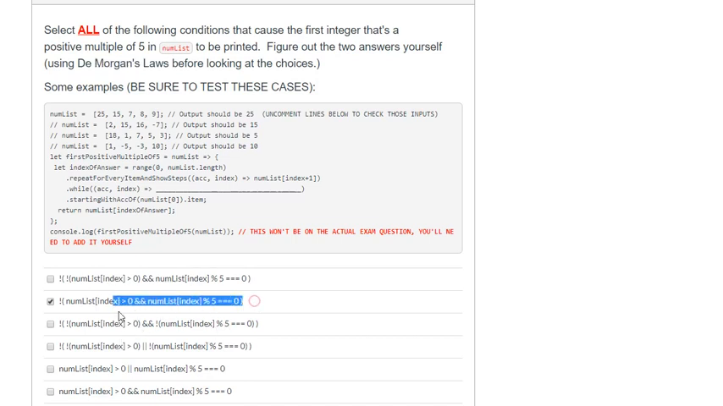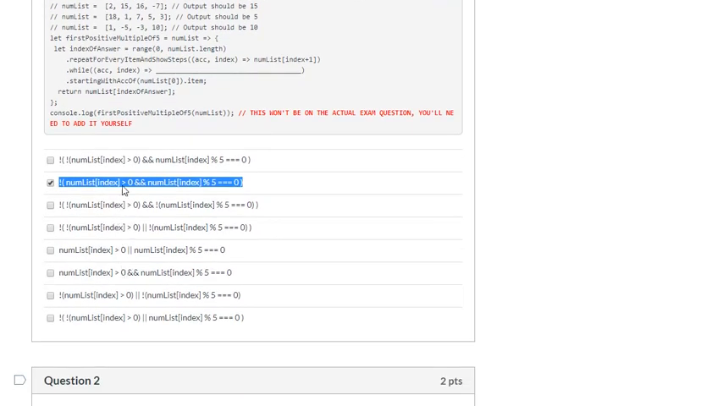So one is just the answer that you get by taking the condition you would put for an until, and putting a not in front of it, and the other is to apply De Morgan's laws to that. But again, since a lot of the answers look similar, I want you to first figure out what it is, maybe write it on paper, and then select the answer choices that are the same. So we said we're looking for not numList index is greater than 0, or not numList index % 5 is equal to 0, and that's this one here, right?